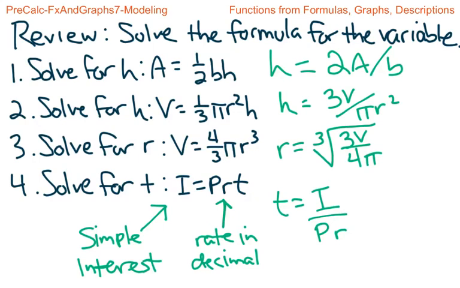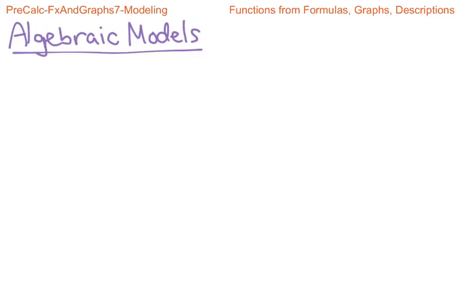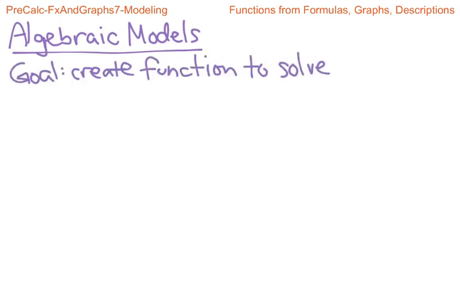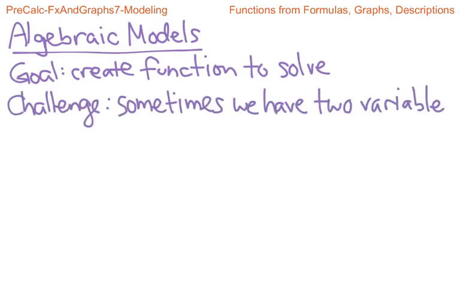Speaking of, I have just a few thoughts on algebraic models before we solve that problem we were presented with. So, algebraic models. One of the goals is to create a function that we can solve that has one variable. So the challenge sometimes is identifying what that variable is and using a variety of formulas to express all quantities in only one variable. But formulas can be helpful, so what we can do is take the relationships that variables have in formulas and manipulate them so that we can express one variable in terms of another variable.